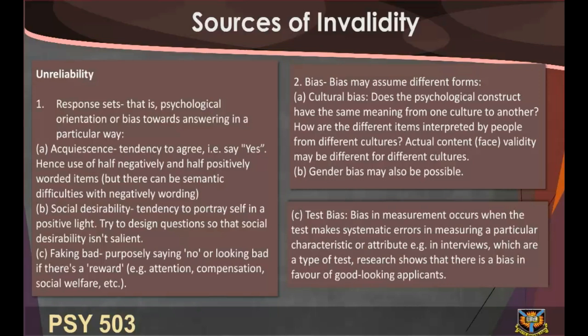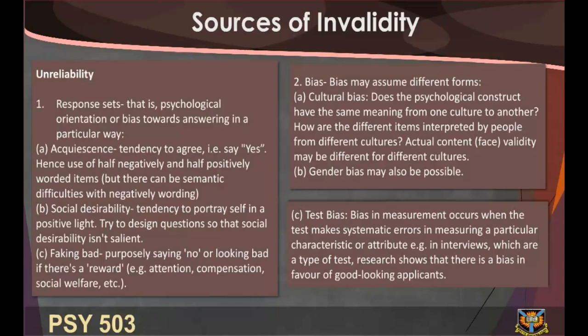2. Bias. Bias may assume different forms. A. Cultural bias. Does the psychological construct have the same meaning from one culture to another? How are the different items interpreted by people from different cultures? Actual content face validity may be different for different cultures. B. Gender bias may also be possible.